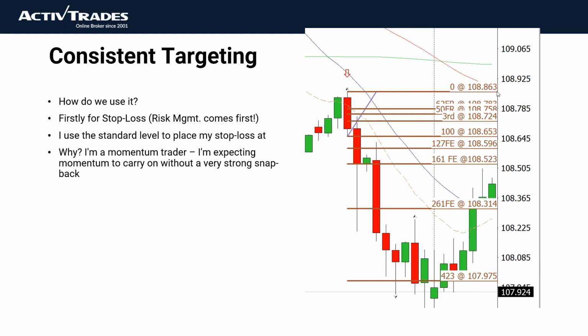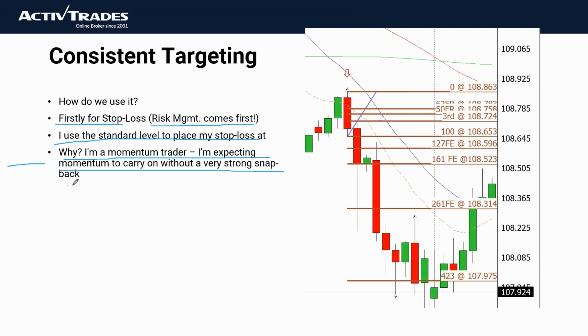So how do I use it? How do I use consistent targeting to help me? Firstly, as always, is for my stop loss. Identify my stop loss, because my risk management always comes first. For me, I always use the standard level to place my stop loss at. Why? Mainly because I'm a momentum trader.